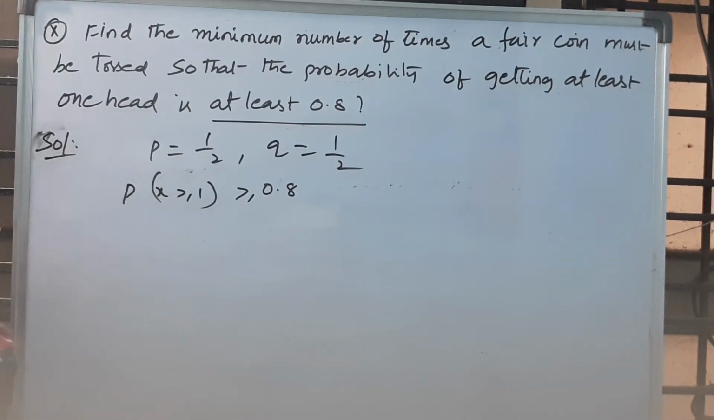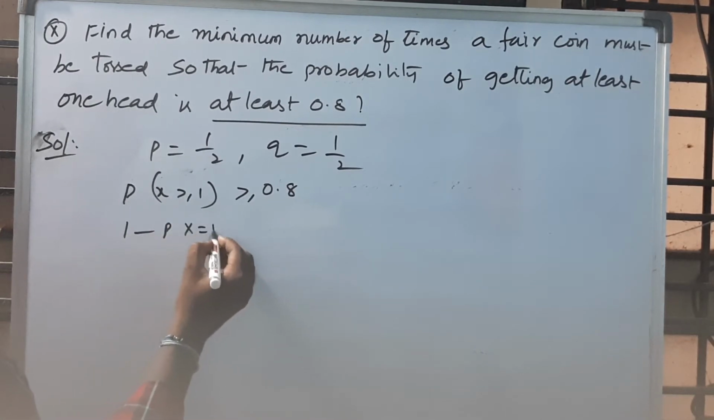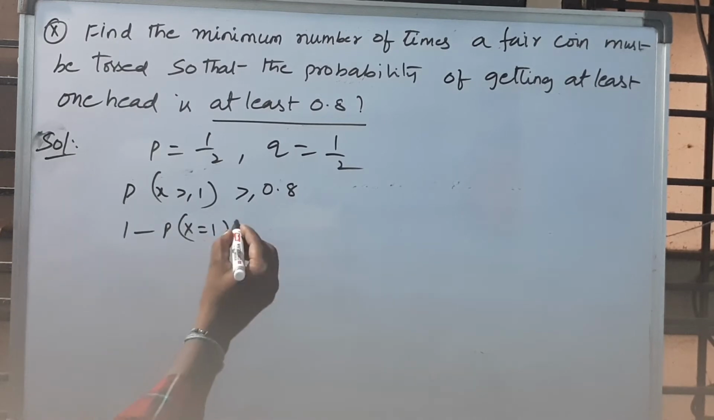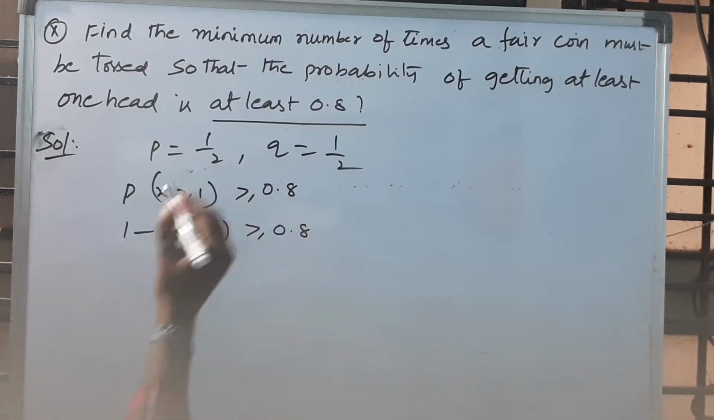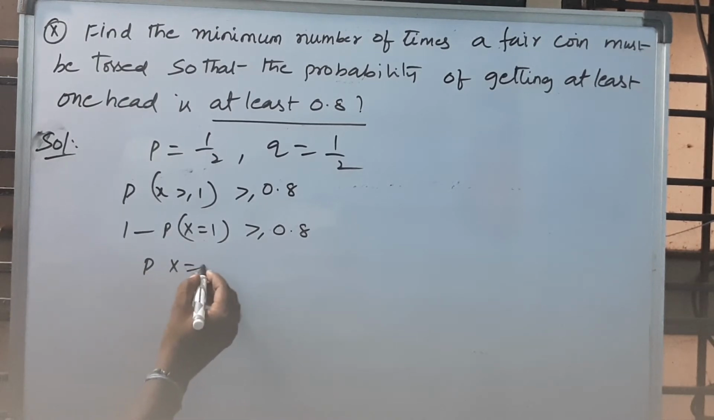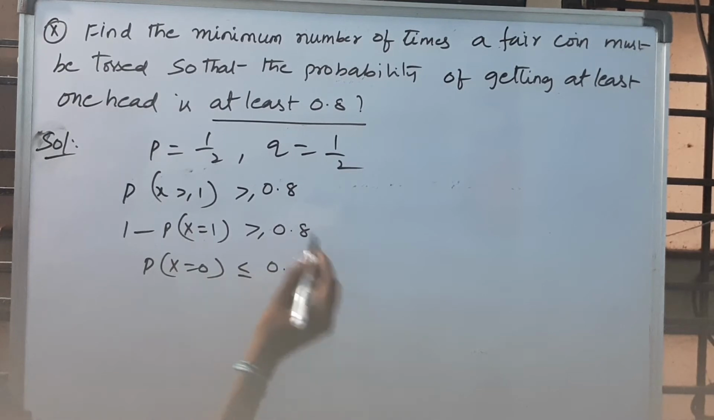1 minus probability of x is equal to 1 is greater than or equal to 0.8. Okay, probability of x is equal to 0 is less than or equal to 0.2.